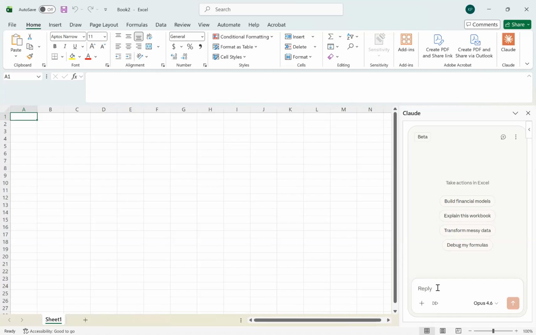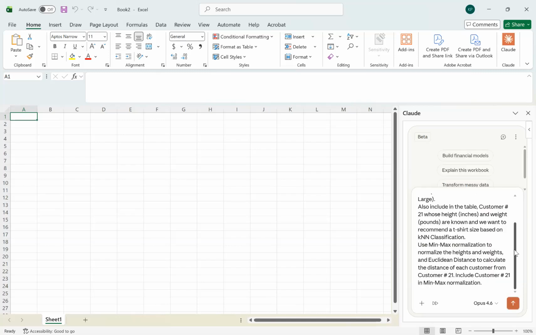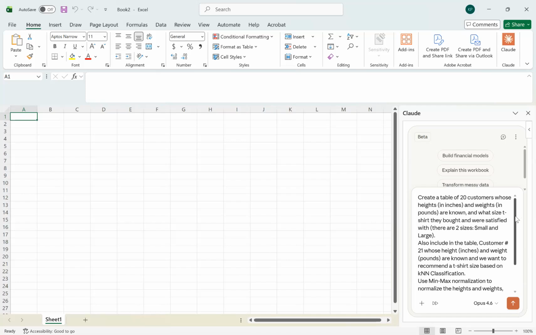And once it generates the data, I'll explain or walk through every little detail. So I have the prompt already copied and pasted here. And it basically is asking Claude to create a table of 20 customers whose heights in inches and weights in pounds are known. And we also know what size t-shirt they bought and were satisfied with.